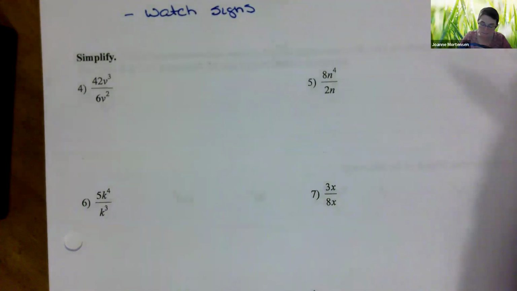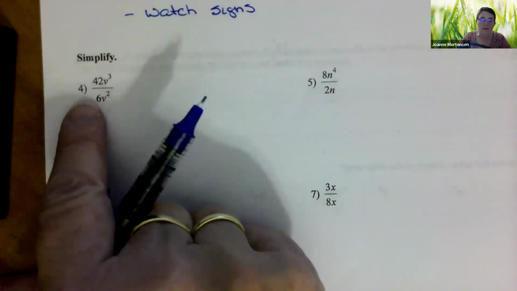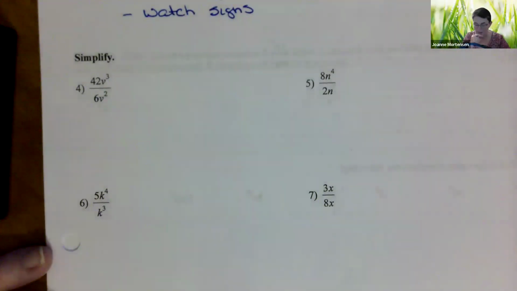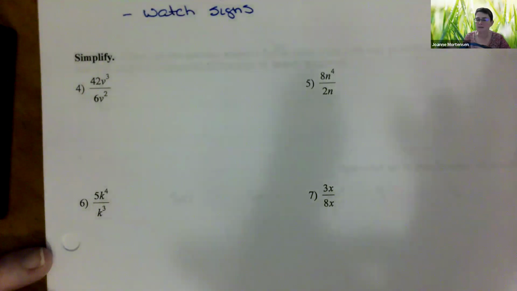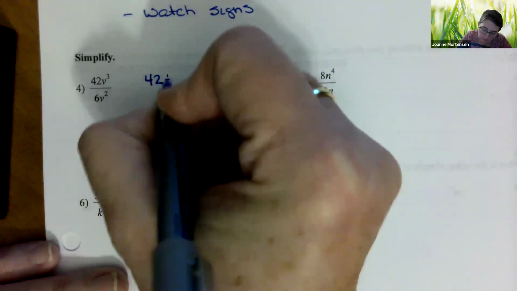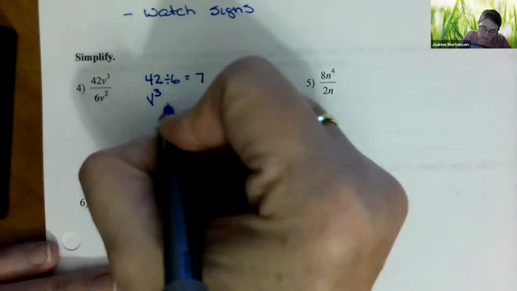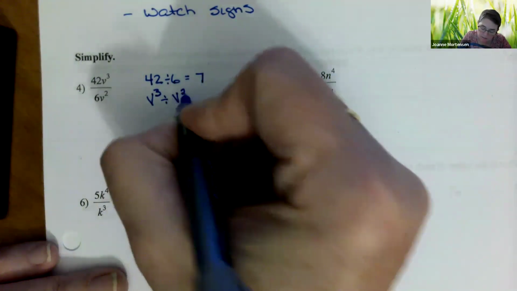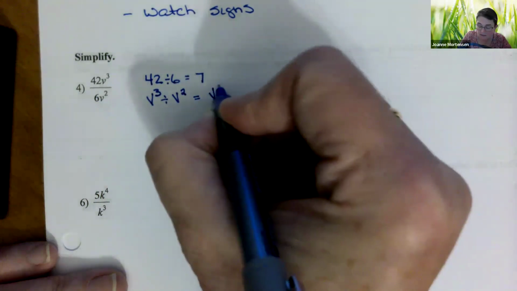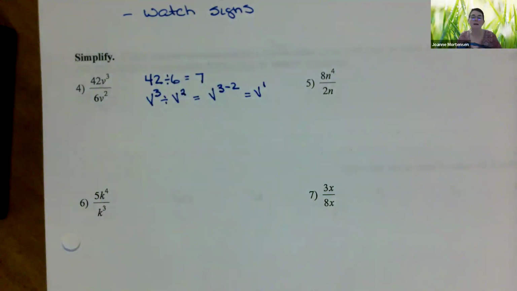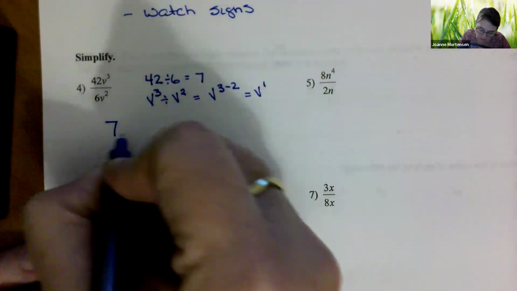All right, so 42 divided by 6. I'm going to write it to the side once. I would never do this, but again, just so you see where this is coming from. 42 divided by 6 is 7. And v cubed divided by v squared is actually v to the 3 minus 2, which is v to the 1. Always a lot of work. So our answer is 7v.